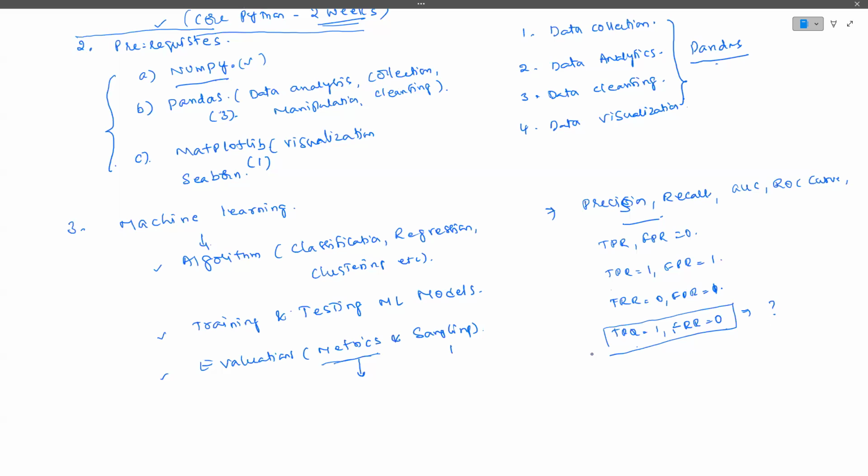Not only that, there are different types of sampling techniques. What is the meaning of k-fold cross validation? What is something called leave one out? What is something called leave p out? Something like that, there are some sampling techniques.